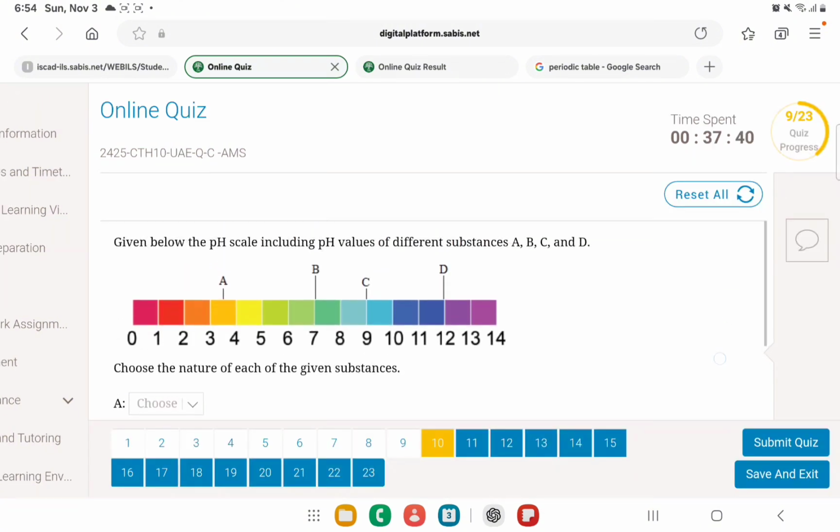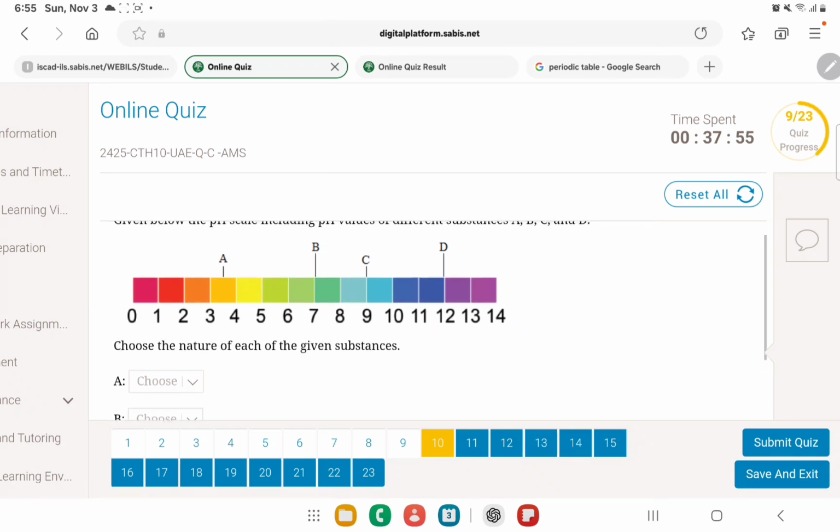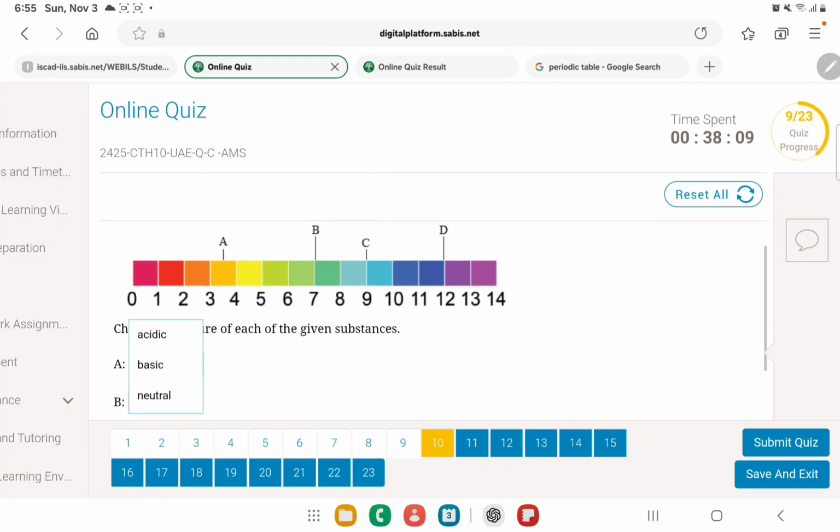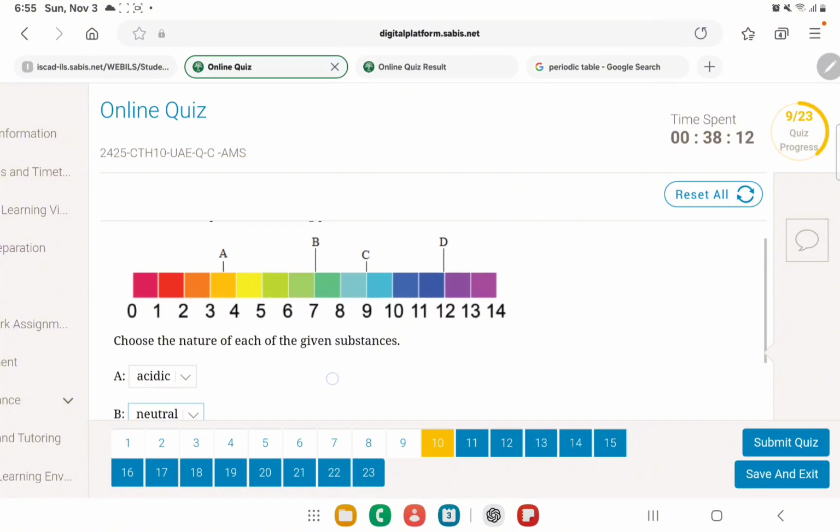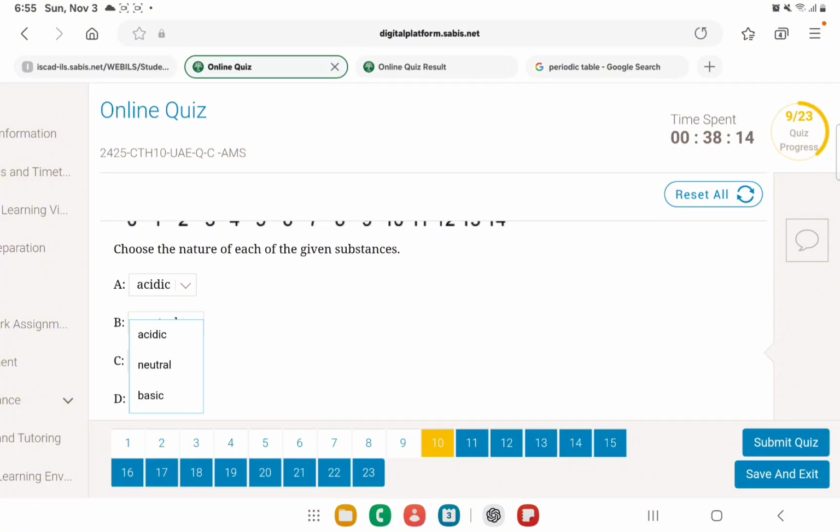Okay, so we know that 7 is neutral. Any number higher than 7 is basic. Any number lower than 7 is acidic. Okay? So A would be acidic, B would be neutral, C would be basic, and D would be basic. Okay? So A acidic, B neutral, C and D are basic.